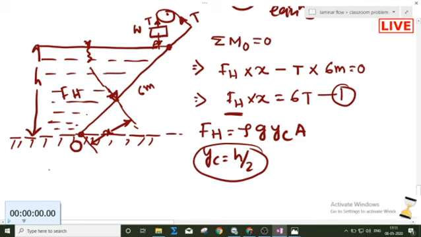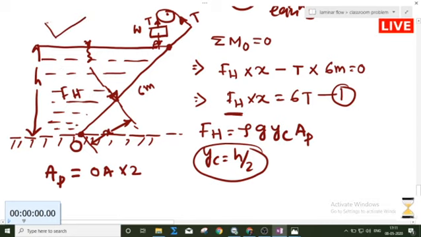Now we have to find this projected area. The projected area in contact with the fluid is nothing but OA into the 2 meter width. If you see from this side, it will look like this. This is my OA, and this is my 2 meter. This is the projected area. What is this OA?